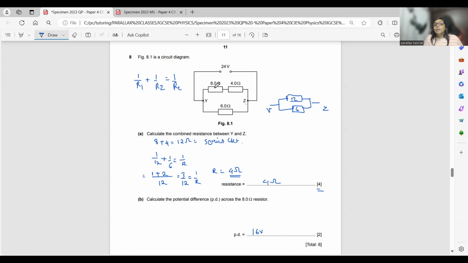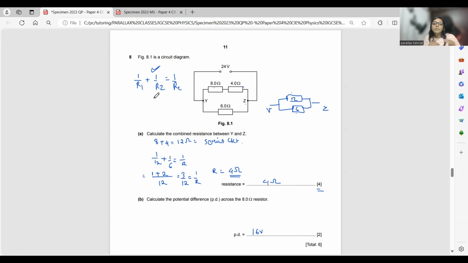Quick recap. So 8 and 4 are connected in series, therefore you get a 12. 12 and 6 are connected in parallel, so you use this formula of parallel circuit. How do you get that formula? You can check back using Ohm's law and parallel circuit, all the definitions which we did today, all the theory which we learned. From there you can derive this. It's easy enough. And that's how we get a 4 ohm.